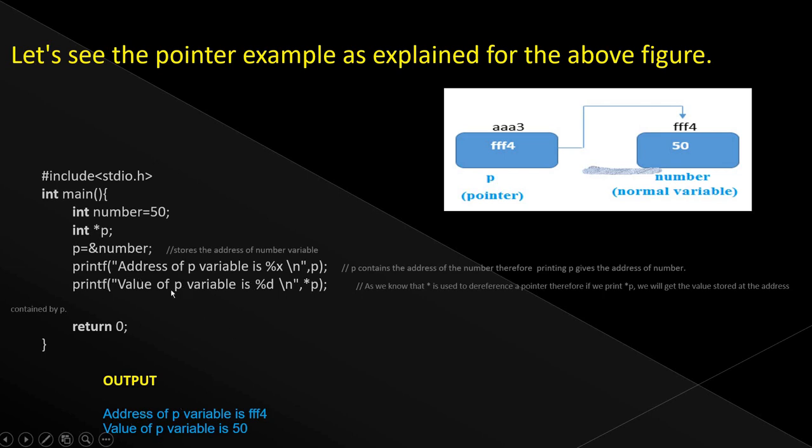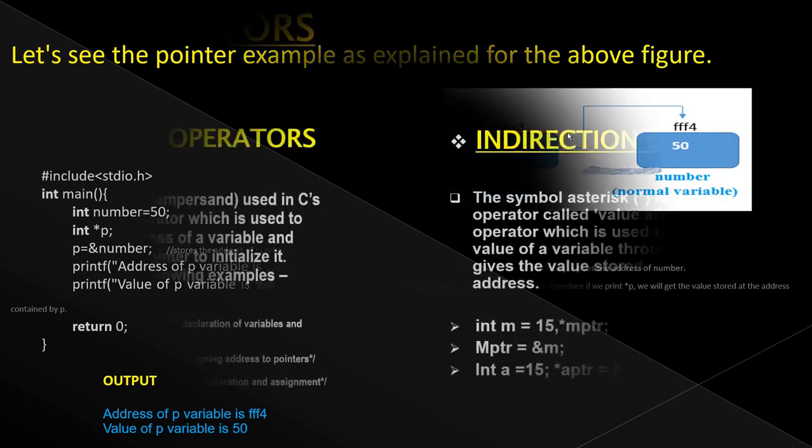Here is the output. The first one is address of p variable. Address of p variable is FFF4. As you can see here, the address of the number variable is FFF4. Now value of p variable is 50. Yes, the value of p variable is 50.